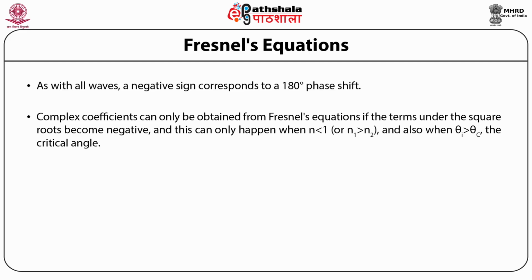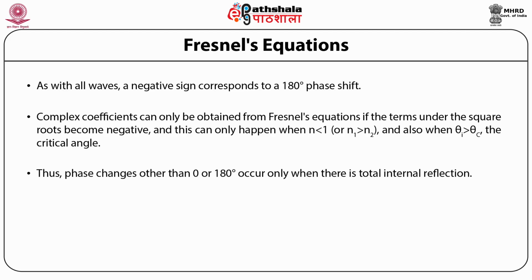Complex coefficients can only be obtained from Fresnel's equations if the terms under the square roots become negative, and this can only happen when n is less than 1 and also when theta I is greater than theta c, the critical angle. Thus, phase changes other than 0 or 180 degrees occur only when there is total internal reflection.